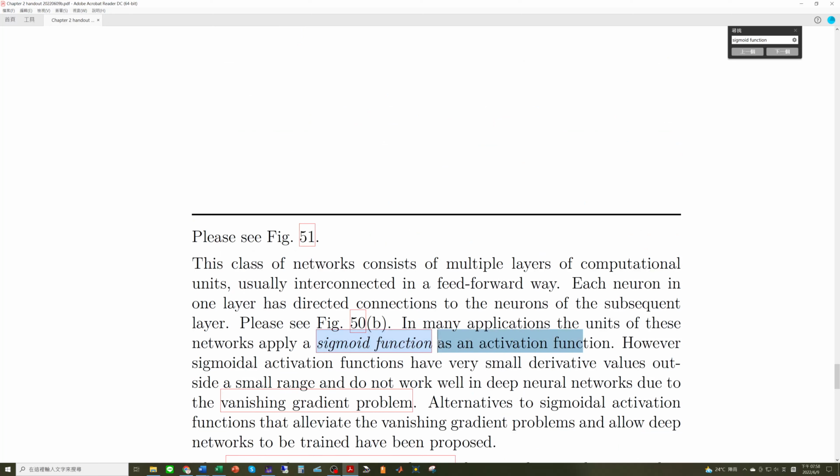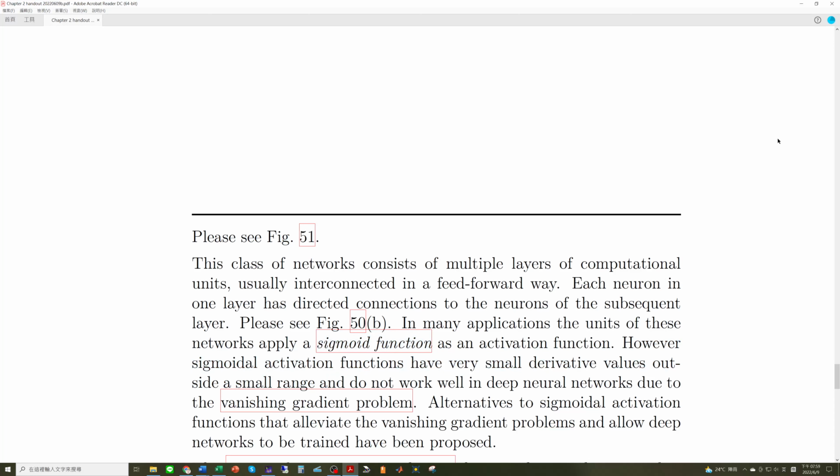As an activation function. However, sigmoidal activation functions have very small derivative values outside a small range. What does this mean? Let me show you.